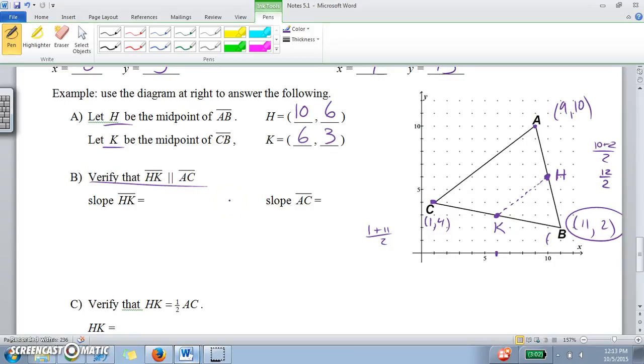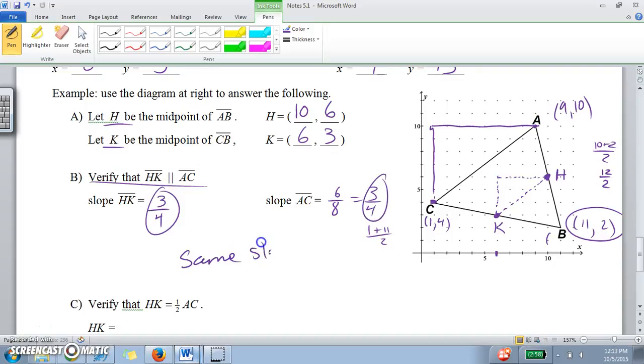So first verify that HK is parallel to AC. Well, we know that parallel lines have to have the same slope. So if I find the slope of HK, I'm going to count from K to H, so up 1, 2, 3 over 1, 2, 3, 4. So the slope would be rise over run, 3 over 4. From C all the way to A, that would be up 1, 2, 3, 4, 5, 6 over 1, 2, 3, 4, 5, 6, 7, 8. So 6 over 8, which would also reduce to 3 over 4. So they have the same slope, which means they are parallel. So we verified that they're parallel.